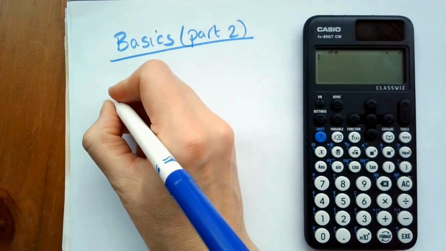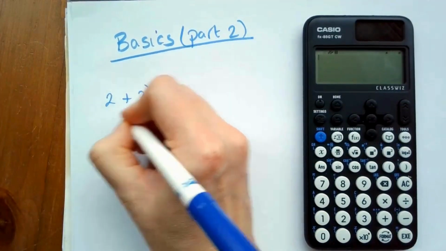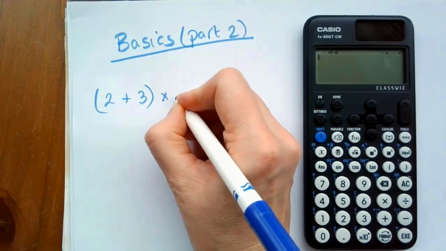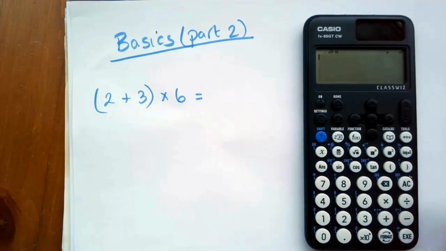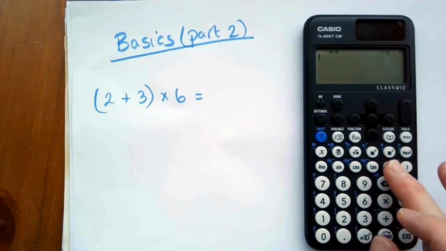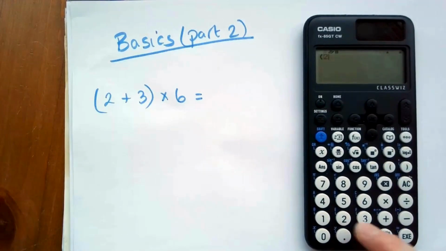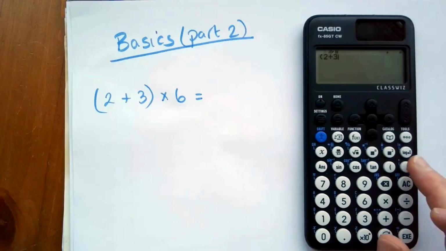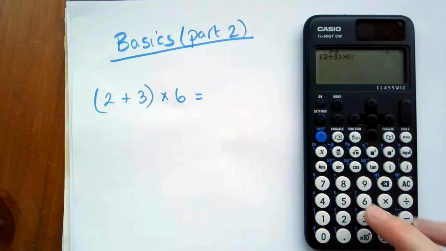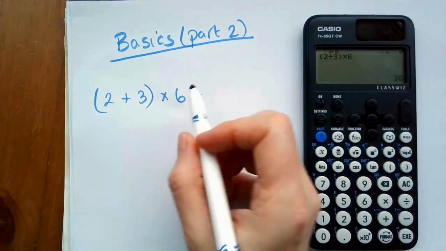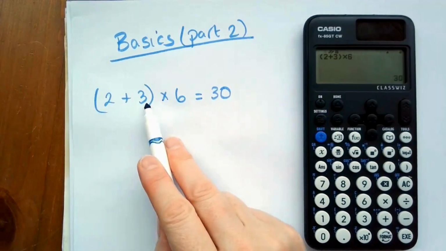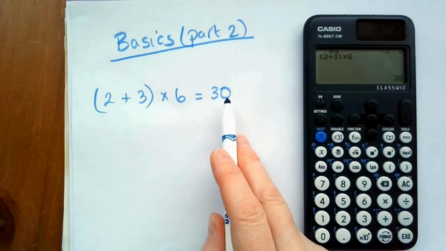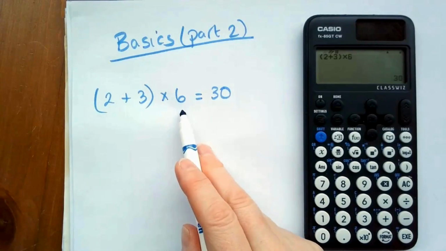So our first calculation is going to be this one. We have a bracket around that and we are going to see how we put that in. So this is kind of a Maths question. So starting, open our brackets. We've got 2 add 3 in our brackets, close our brackets, multiply by 6, and that gives us an answer of 30. Now the calculator is doing brackets first, isn't it? So that's why it's giving us that answer, because it's 5 times 6.